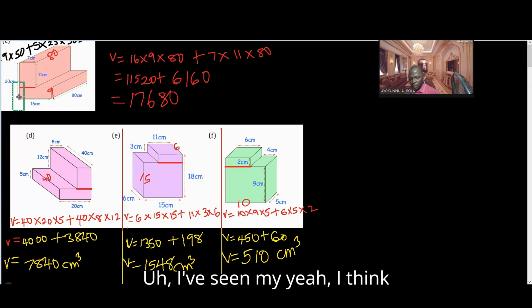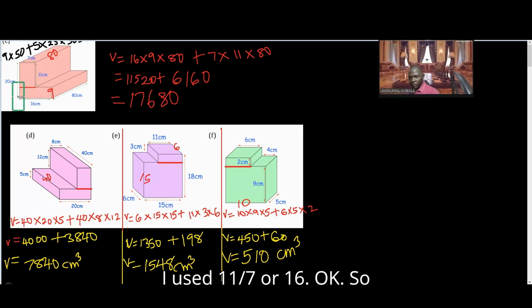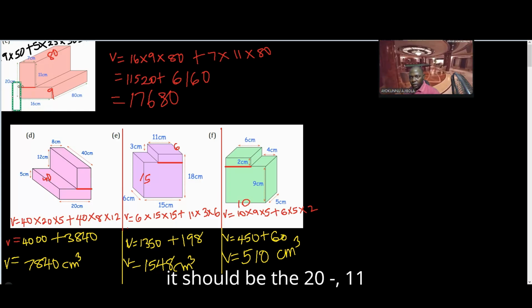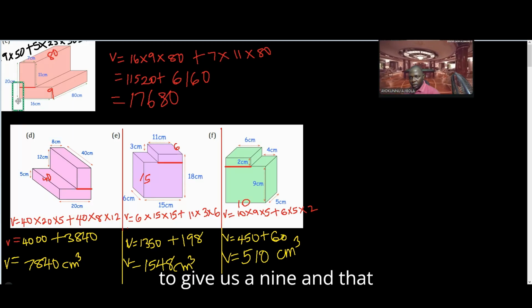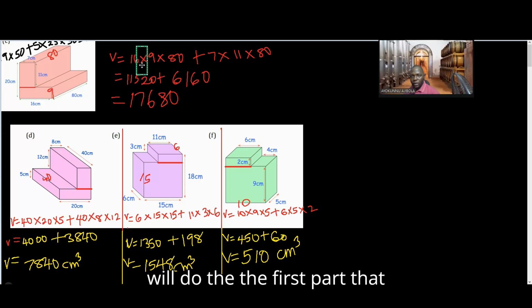I think I used 16 and 20. Okay, so it should be the 20 minus the 11 to give us a 9. And that would do the first part.